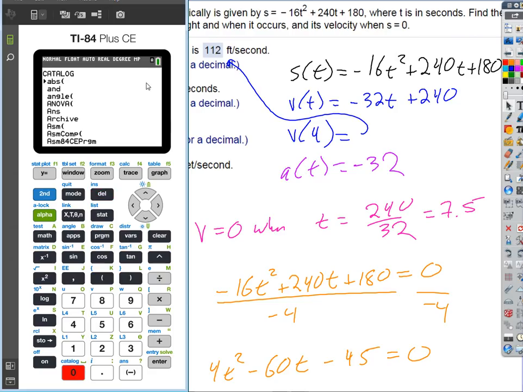Anything? Days of week. There's a function in there for days of week.